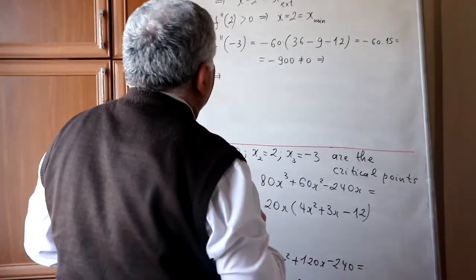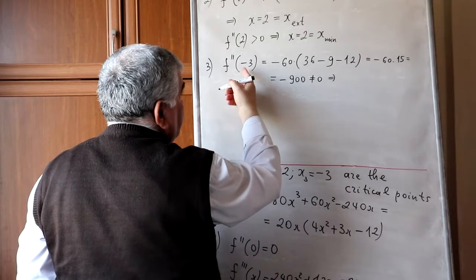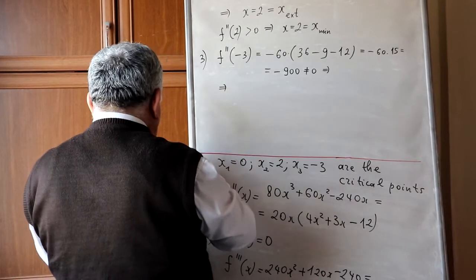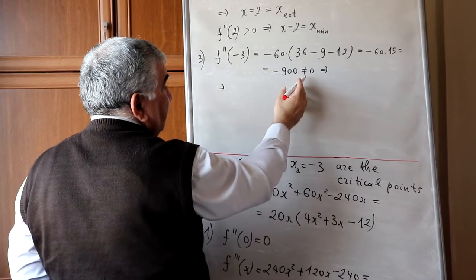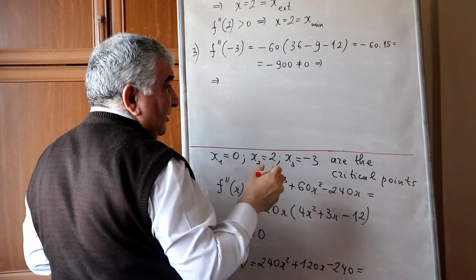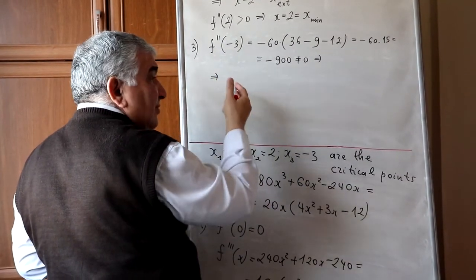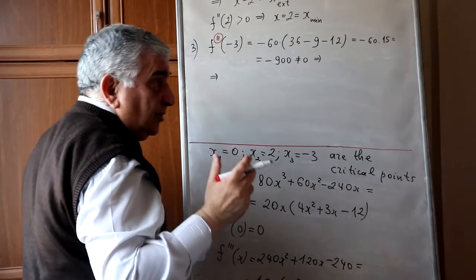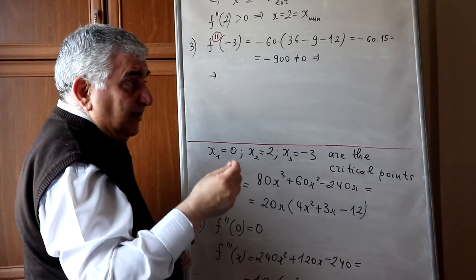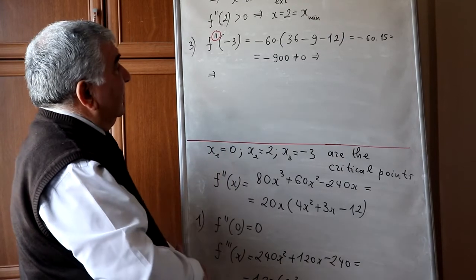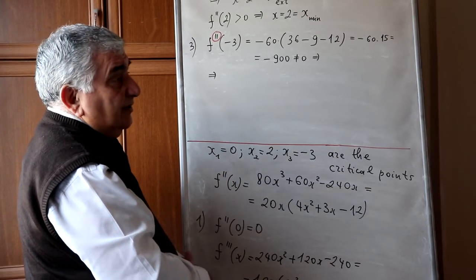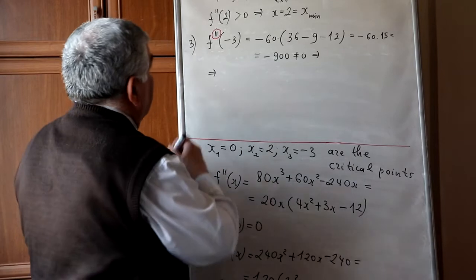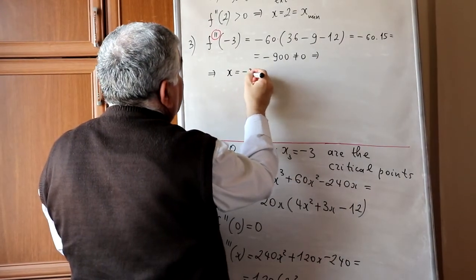It means that this point, the critical point minus 3, is also an extreme point. Why? Because this derivative isn't equal to 0. That is, the second derivative is the first non-zero derivative. Its order is 2. What is order? Tertip in Azeri. In Russian, порядок производной. If the order is an even number, then the given critical point is an extreme point. That is, x equals minus 3 is an extreme point.